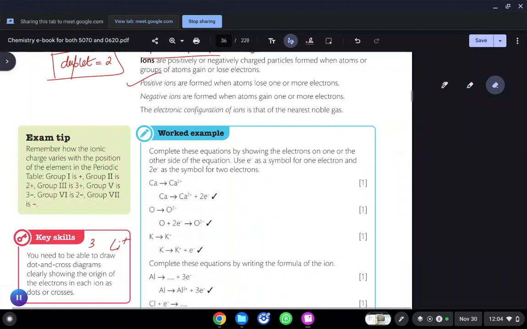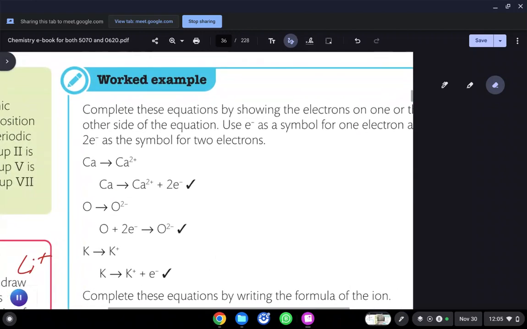So we are done with how we can know which group's elements have which charge. Okay, time to do the worked example. Complete these equations by showing the electrons on one or the other side of the equation. Use e negative as a symbol for one electron and 2e negative for two electrons and so on. So in case of calcium, we know calcium belongs to group number 2.